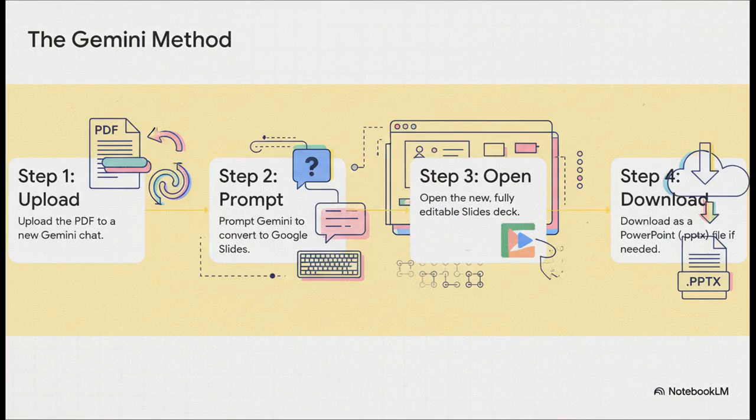But if you want full control, there's the Gemini method. It's a game changer. You just download the PDF from NotebookLM, then you upload it into a brand new Gemini chat. A simple prompt, something like, "Hey, please convert this PDF into an editable Google Slides deck," is all you need. Gemini does its thing, processes it, and then gives you a link to a brand new, totally editable presentation. And from there, you can even download it as a PowerPoint file if you need to.